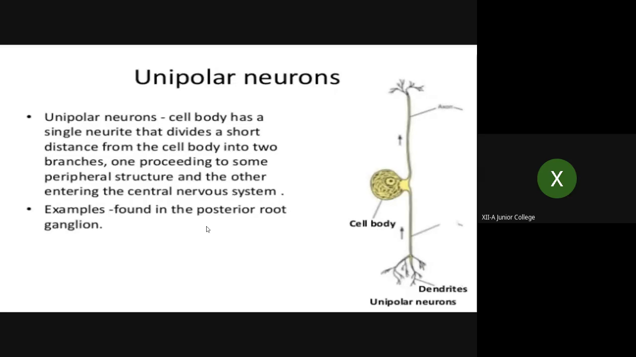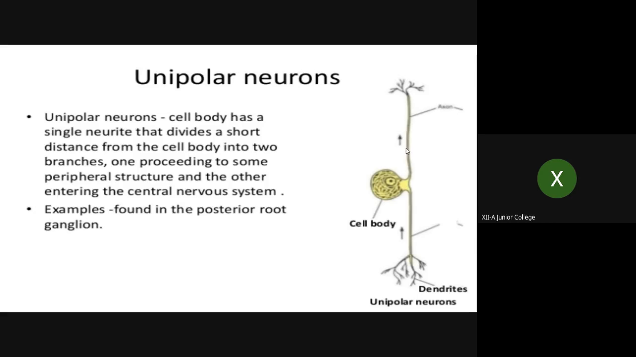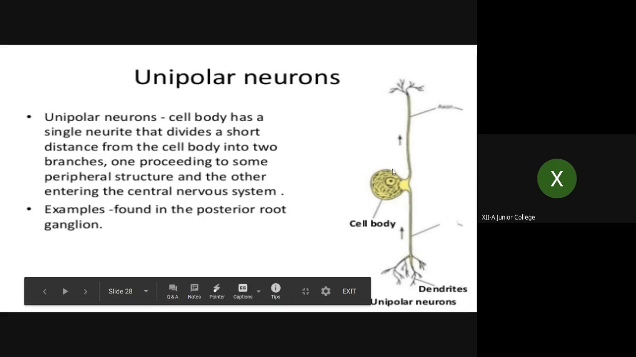Examples of unipolar neurons are found in the posterior root ganglion. What is that posterior root? That is when we will study the next part, the spinal cord and all. That time I will explain to you. Just remember that morphologically there is only a single pole here. One extension is moving away, called the axon, and the other extension is coming towards the cell body, called the dendron. So dendron and axon, only one pole, so unipolar.